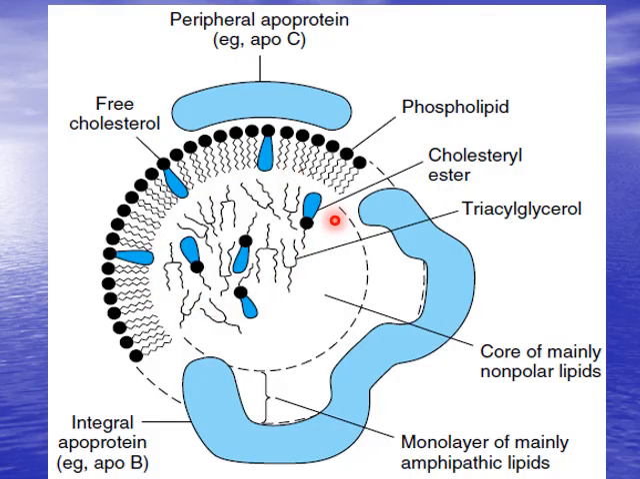This is the lipoprotein structure where the outer layer is formed by amphipathic lipids like phospholipids and free cholesterol. In the free cholesterol structure, the hydrophilic head group is formed by the hydroxyl group and the hydrophobic tail is formed by the rest of the structure. The core is mainly formed by nonpolar lipids like triacylglycerol and cholesterol ester, where the cholesterol is esterified with a fatty acid chain. There are two types of protein in the lipoprotein structure: peripheral apoprotein, which is present in the periphery of the lipoprotein structure, and integral apoprotein, which traverses deep into the structure of the lipoprotein. For example, ApoB.